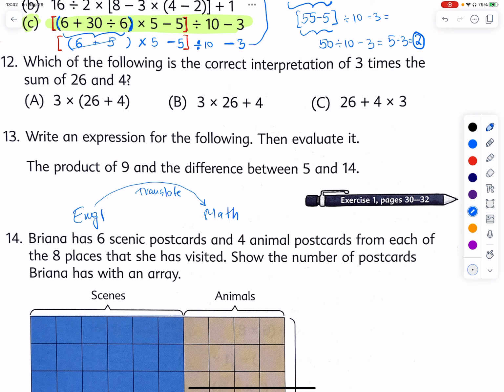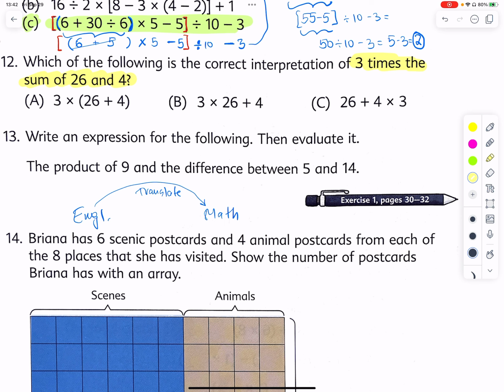Translate. Let's take a look at number 12. Let's read the English part. Which of the following is the correct interpretation of 3 times the sum of 26 and 4? 3 times the sum of 26 and 4. I want you to scan the possibilities of A, B, and C and think about it for yourselves. Pause this video.